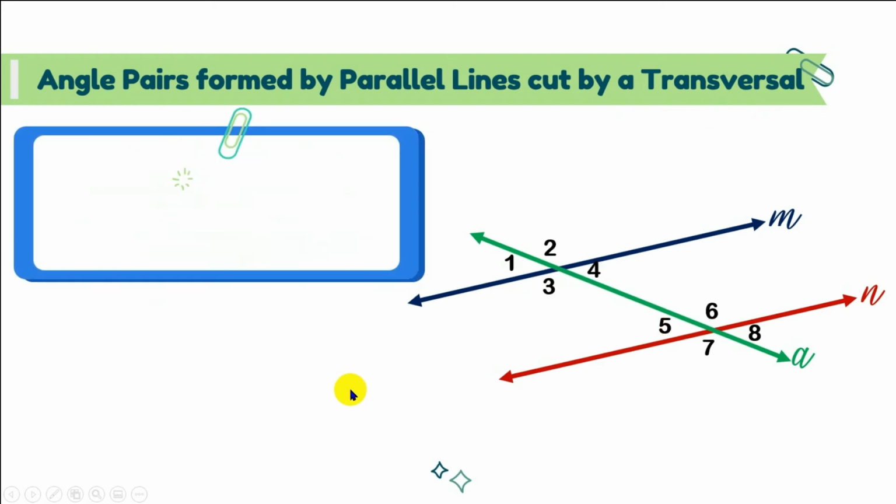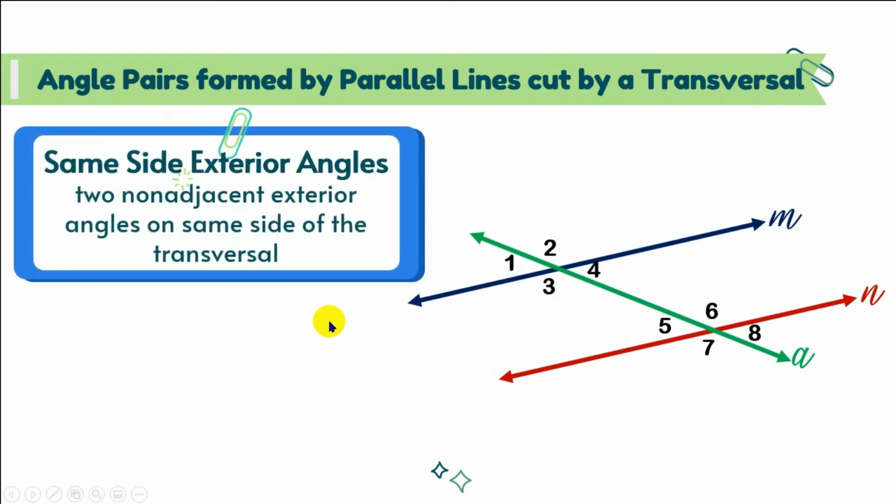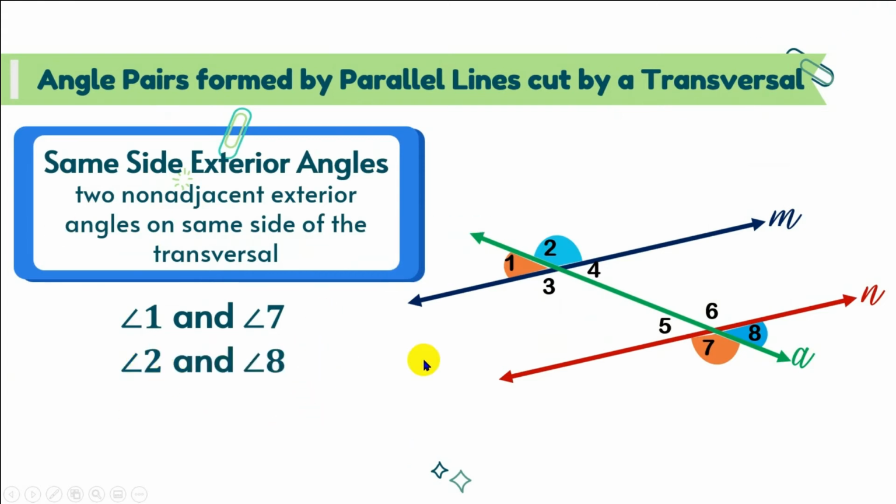And kung meron tayong same side interior angle, syempre, meron din tayong same side exterior angles. So, ito naman yung mga angles outside the parallel lines and they are both on the same side of the transversal line. So, this is the left side. Alin ang dalawang exterior angles na nasa left side? We have angle 1 and angle 7. While on the other side, we have angle 2 and angle 8. So, these are the angle pairs formed by parallel lines cut by a transversal. Aside from that, since meron tayong intersecting lines, we can also form the vertical angles, okay?